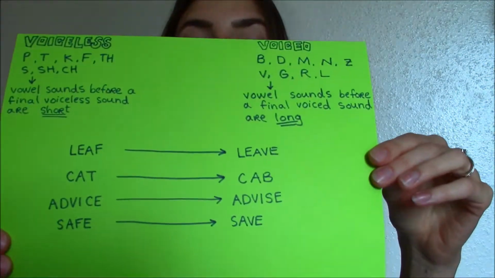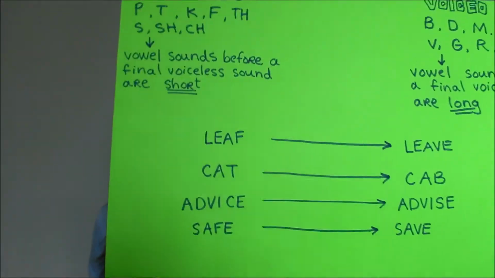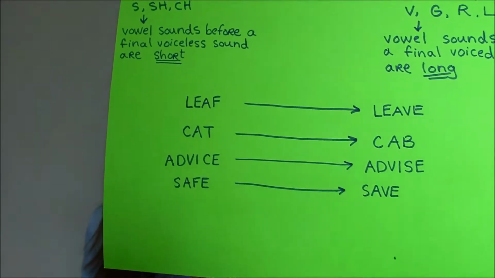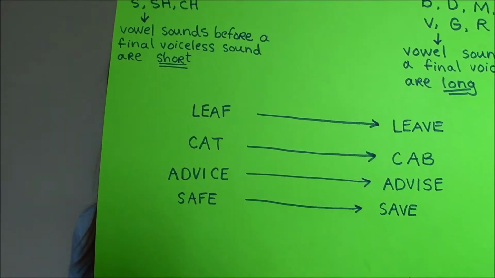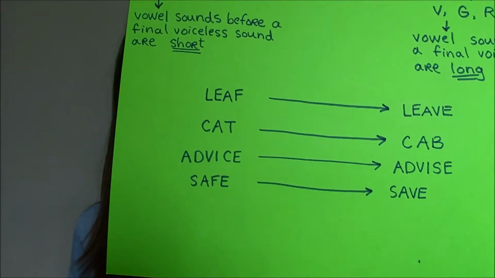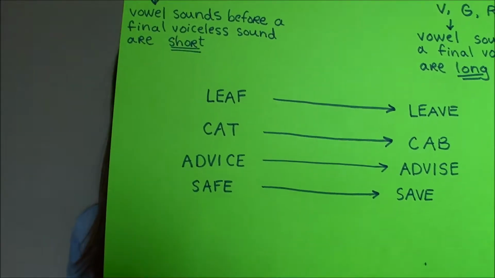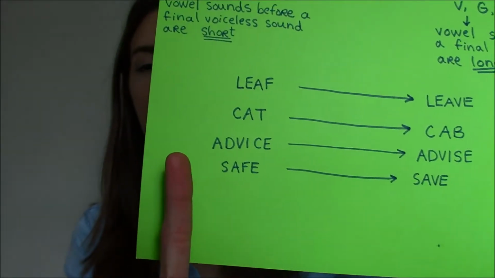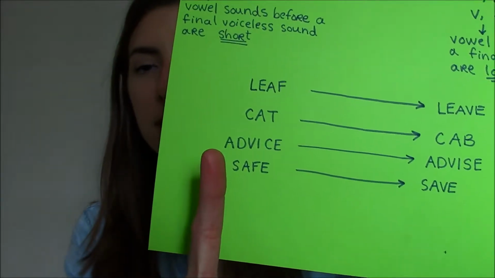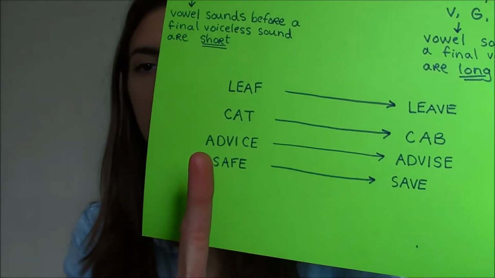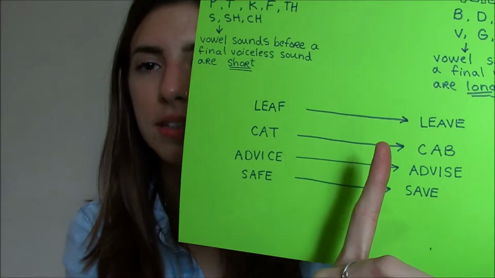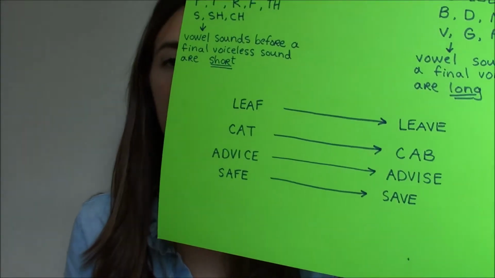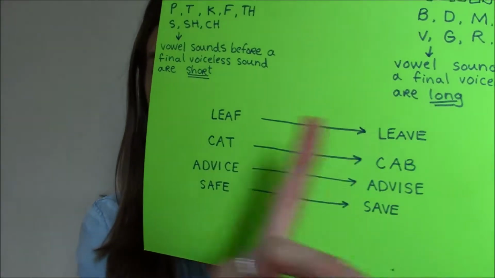Safe and save. So, just to practice real quick, I will say one of these words, and you tell me which one. Am I saying the short or the long one? So, cat. Cat. Yes, right? It's the short sound. What about leave, leave. Good, yes, it's that long sound, leave. What about leaf? Short sound.